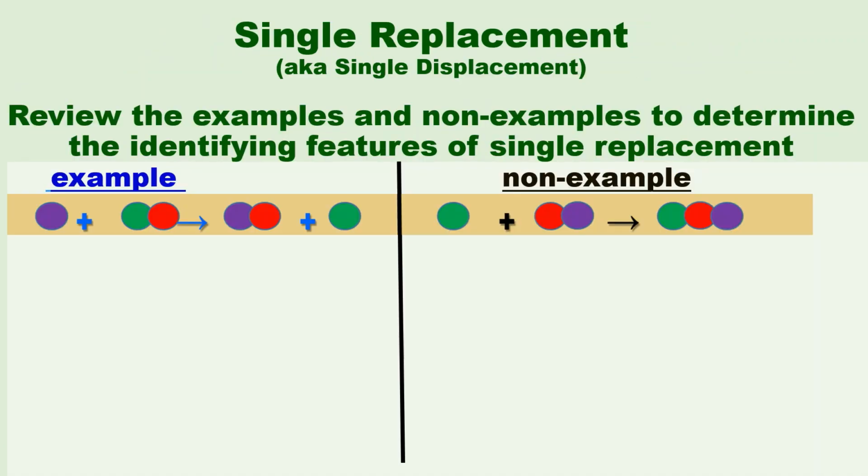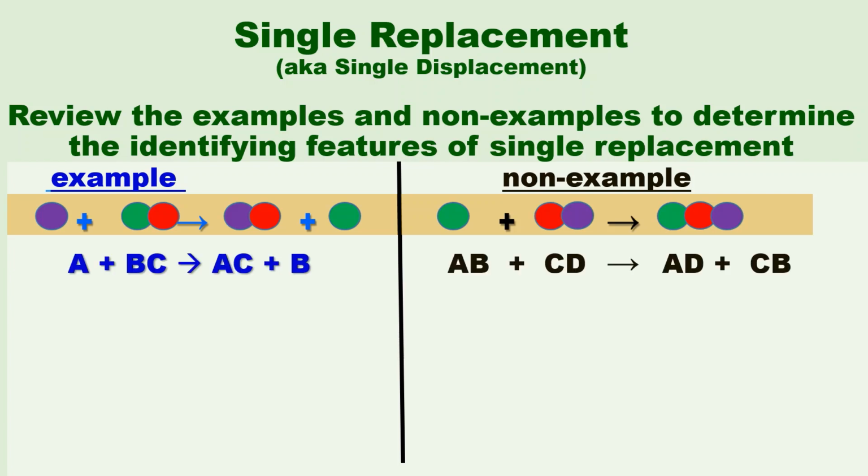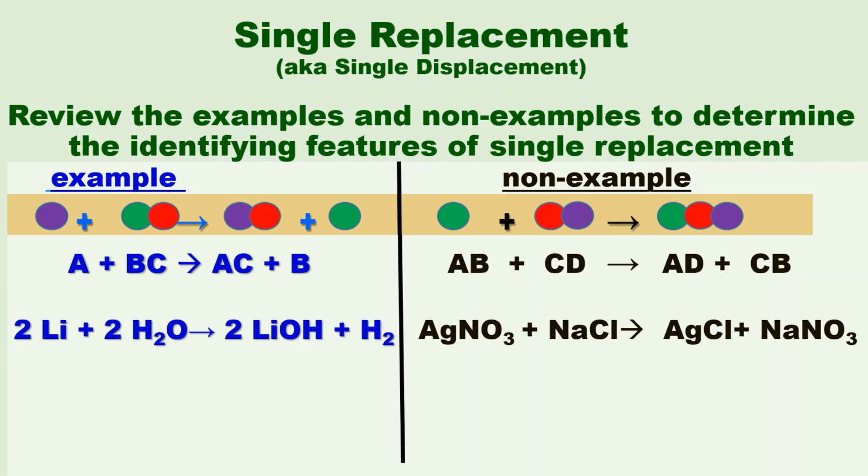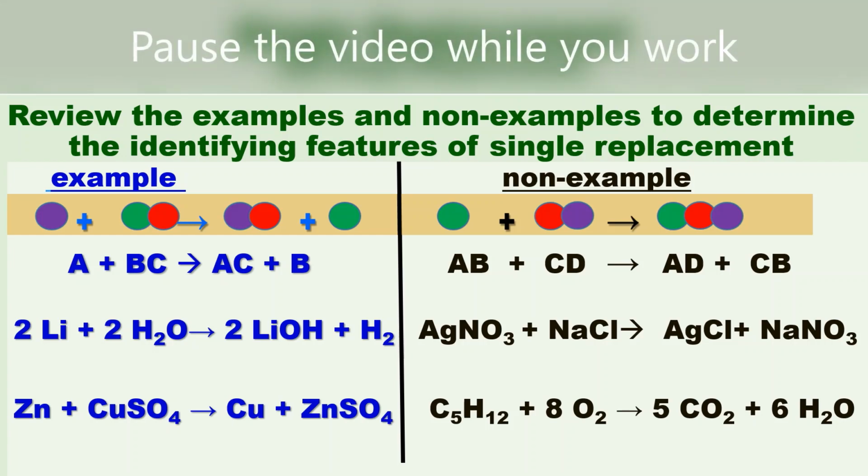Now try to find a trait or characteristic that can be used to identify single replacement reactions, also known as single displacement reactions. Examine the examples and non-examples carefully to identify a characteristic unique to single replacement. Remember, this feature should not appear in any of the non-examples. Pause the video while you work, then restart when you're ready.